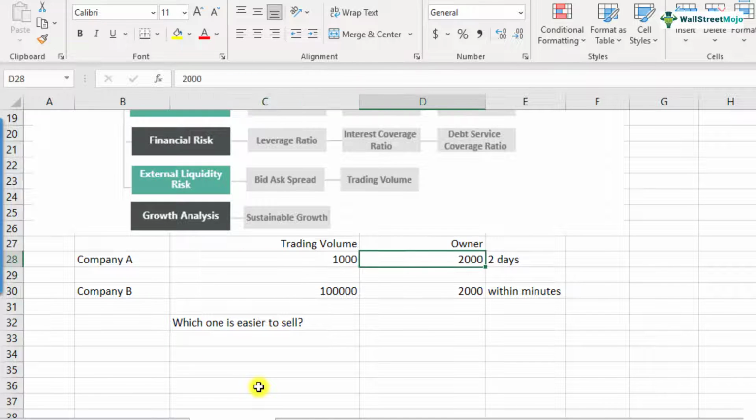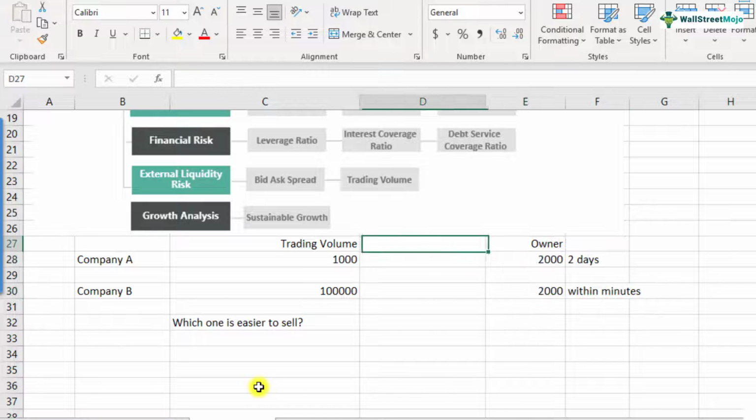Let's introduce one more condition, for example, the price. The price of the share is, let's say, $50 here, and it is again $50 here as well. Price per share is $50 and $50. What is this price per share? This is the last traded price.